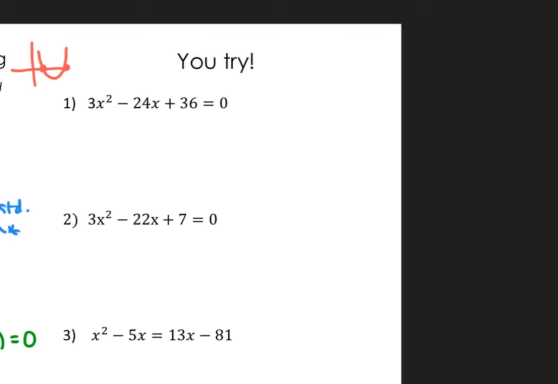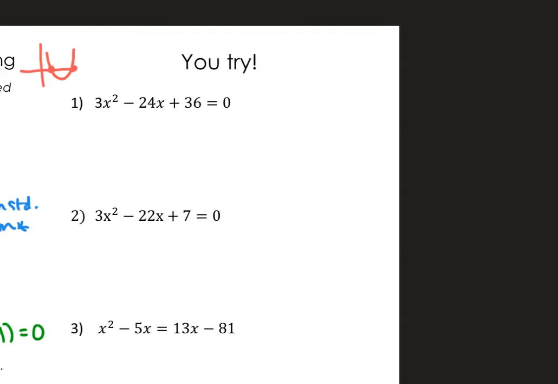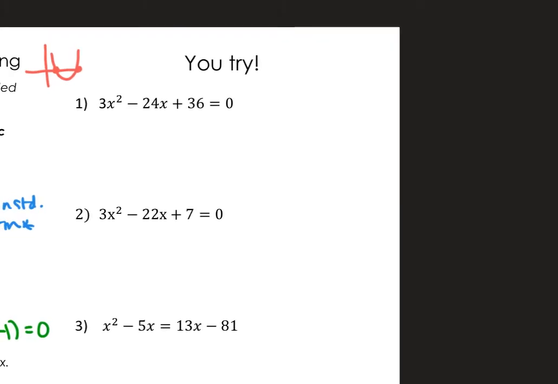So to factor, first thing we need to do is look for a GCF. So I'm looking at 3, 24, and 36. It looks like my GCF is going to be 3. So I'm going to factor out my GCF first. So then we have 3, and then we have x squared minus 8x plus 12 is equal to 0.